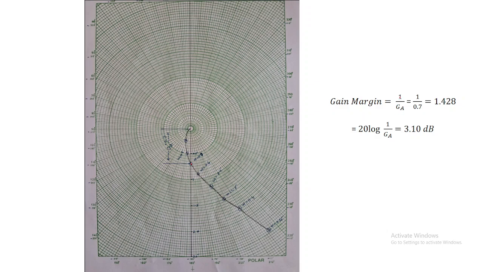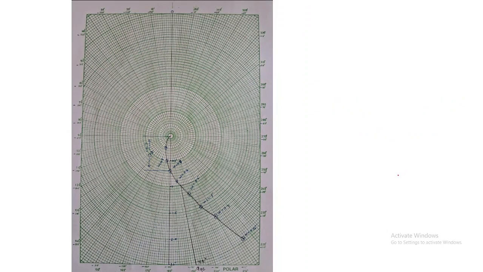So the gain margin is given by 1 by GA, which is equal to 1 by 0.7, which is 1.428. If you want gain margin in dB, you can use the formula 20 log 1 by GA. So 20 log 1 by 0.7 is nothing but 3.10 dB.